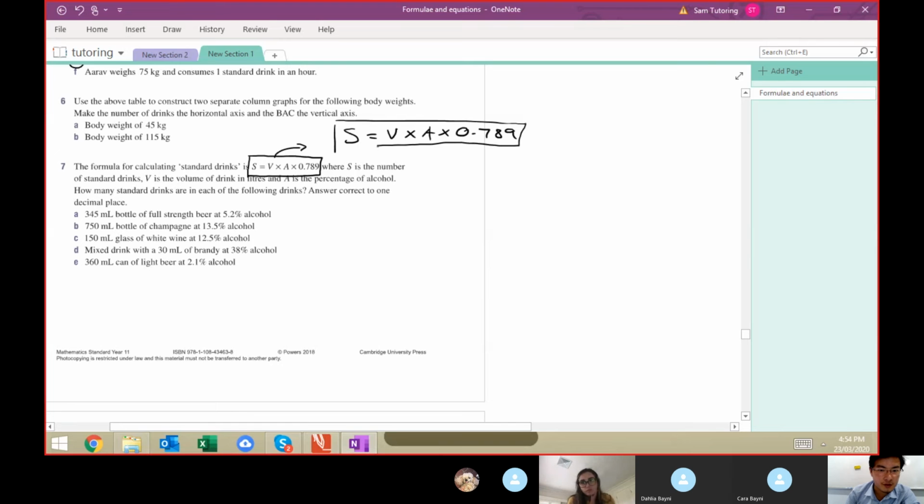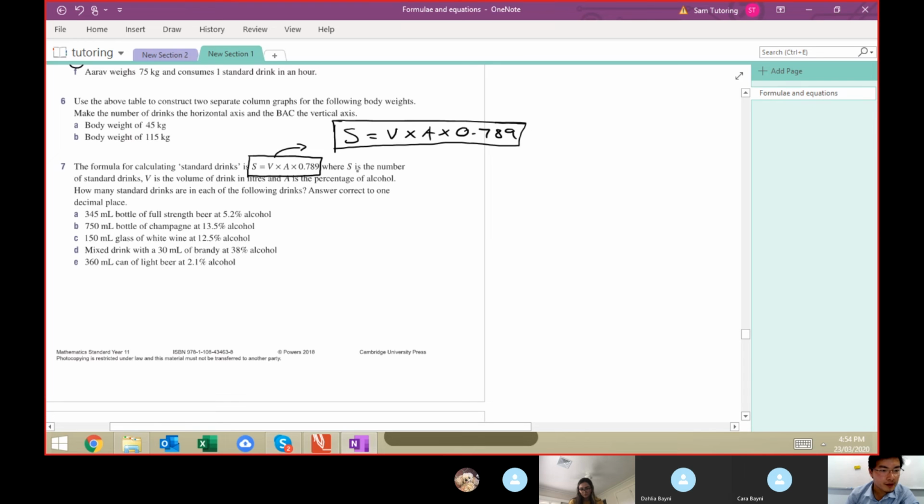I don't think they put this into the formula sheet. This is something you actually have to know. I don't think I've seen that. Yeah, neither have I. I don't think I've seen this in the actual formula sheet. You actually have to know this. I mean, the formula doesn't look that bad. It's volume times alcohol times 0.789.